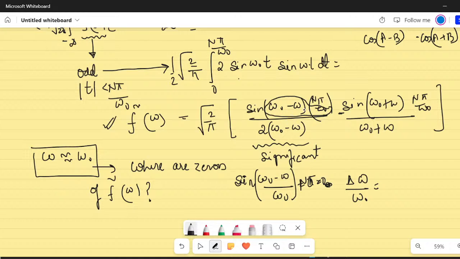So basically, the first thing that comes to mind whenever you are drawing sine function, one thing that you need to see is where your sine function becomes zero. So your sine function would become zero when omega naught minus omega divided by omega naught times n pi should be equal to zero, or delta omega upon omega naught is simply some multiples of pi. So I'll write some multiples of pi.